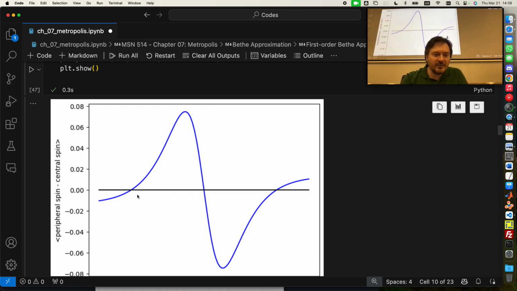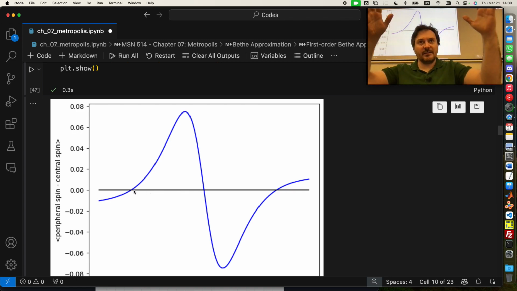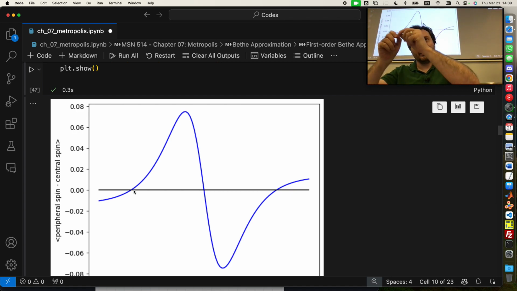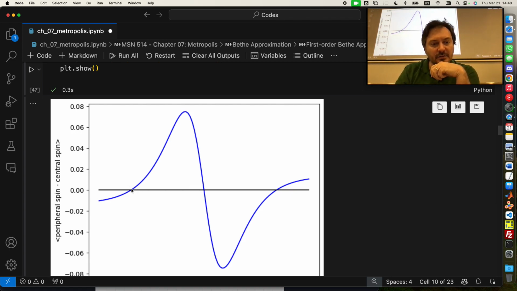Now, which one of these crossings? You have 3 crossings. Only 2 of them are okay. Only 2 of them are stable. Let me tell you why. What do you expect to get with the peripheral spin if you increase the peripheral magnetic field? You expect the peripheral spin to also increase. Okay? And this is happening here. Right at that point, when I increase this one, this one also increases. So that's a stable equilibrium. Also, this one is a stable equilibrium.